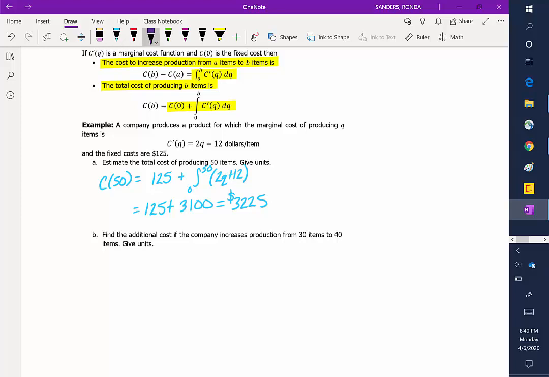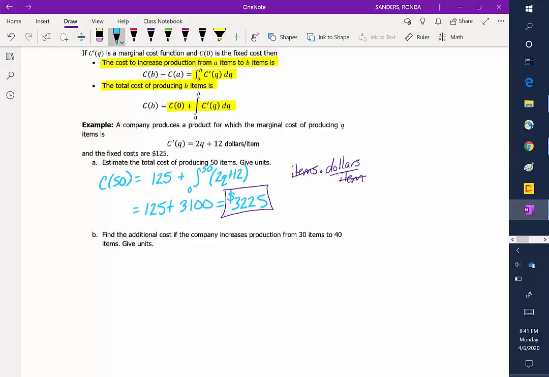If we pay attention to the units, we have the units on the 0 and 50 are items. The units on the 2q plus 12 are dollars per item. When we evaluate the integral, we multiply these units, items cancel, and we end up with just dollars. So $3,225 total cost to produce 50 items.